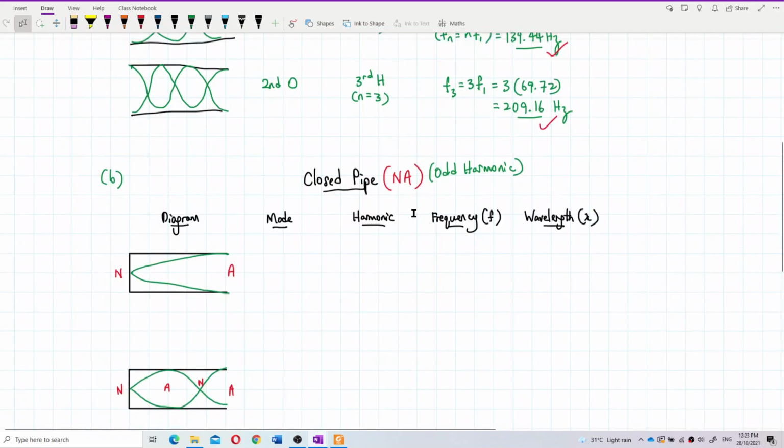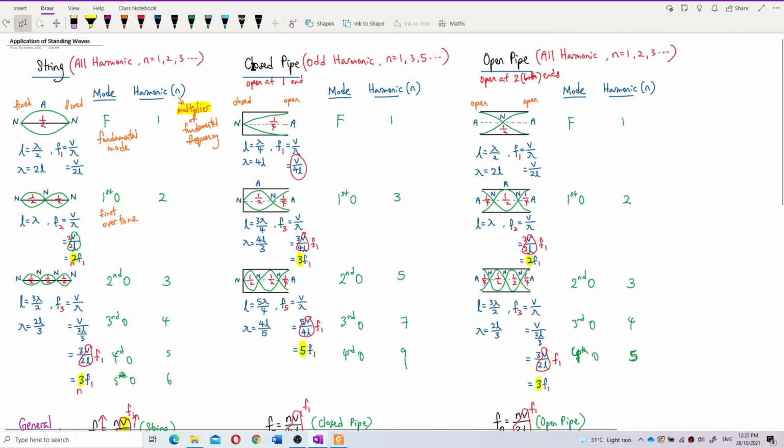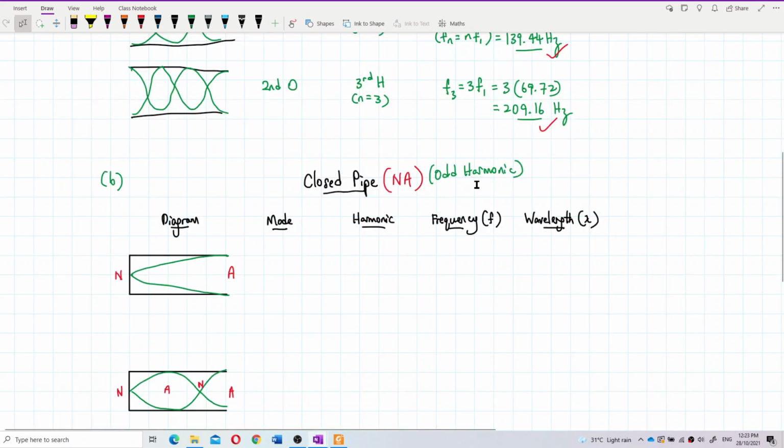Okay, so that's the closed pipe. The closed pipe has odd harmonics. So we write first: closed pipe is odd harmonic. Then we write down the values of n it has. Odd harmonic means it starts with 1, then goes to 3, then 5, then 7, then 9, and so on. Okay? Once we know that, that's good. What mode is the first one? This is always the fundamental mode.